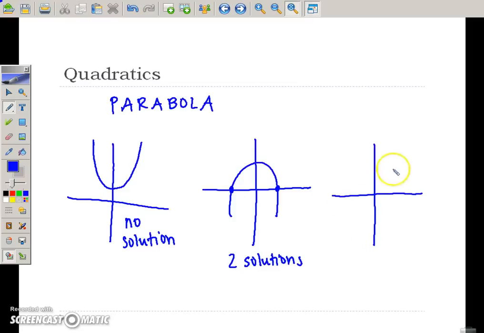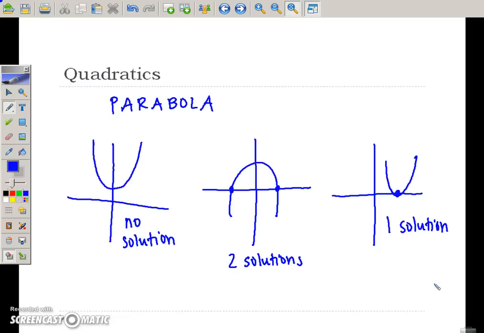And you can have it touch the x-axis one time at the vertex. That one time that it touches is where you have one solution. You cannot have more than two solutions with a quadratic. So you can have one solution, two solutions, or no solutions.